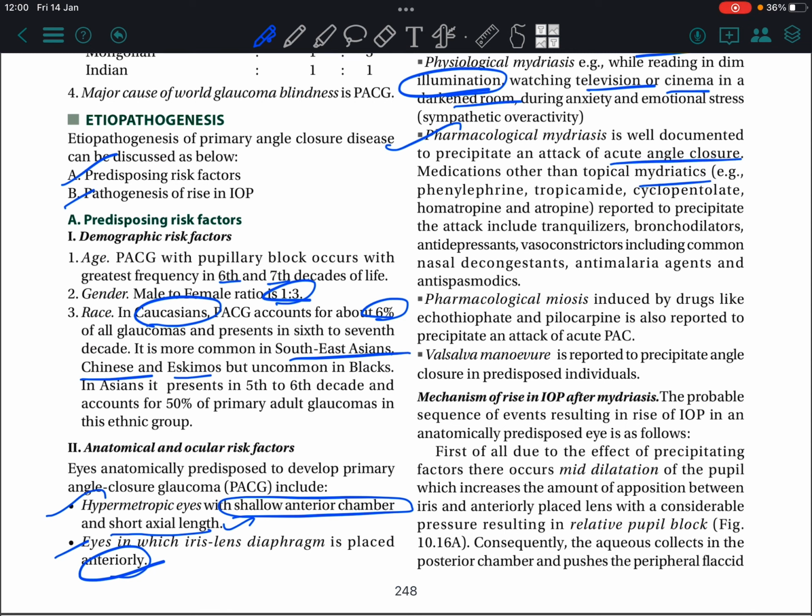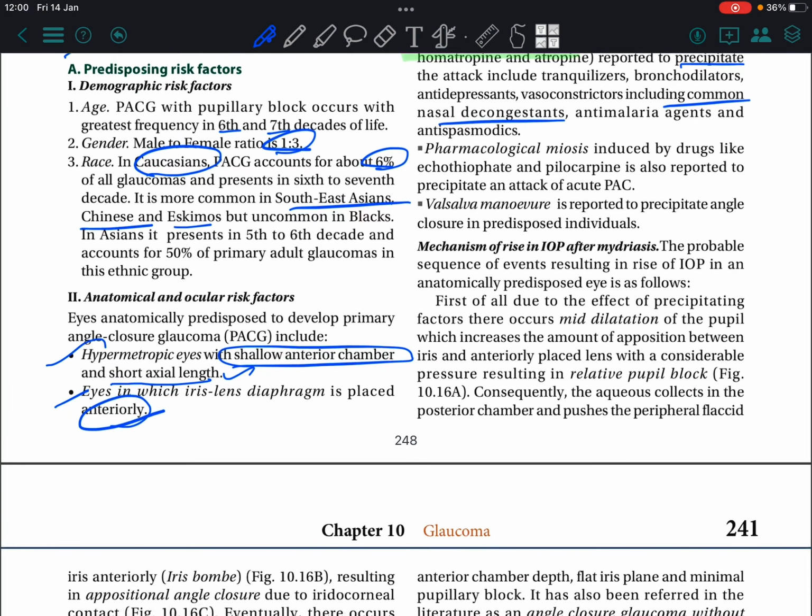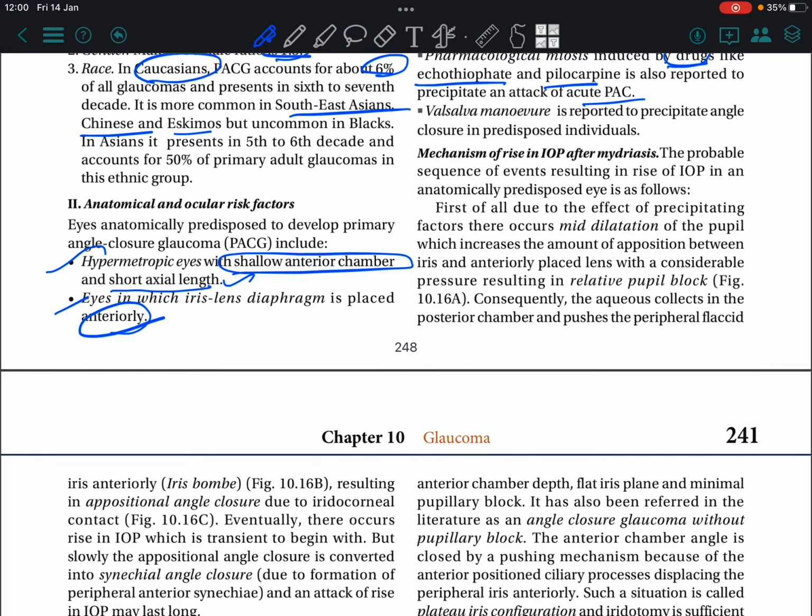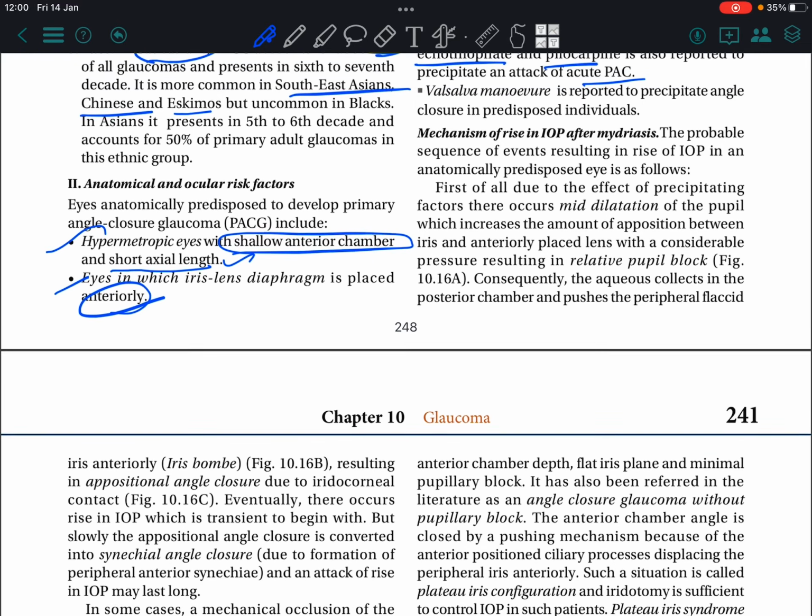Pharmacological mydriasis is well documented to precipitate an attack of angle closure glaucoma. Medications other than topical mydriatics, for example phenylephrine, tropicamide, cyclopentolate, homatropine, atropine, are reported to precipitate the attack. Others include tranquilizers, bronchodilators, antidepressants, vasoconstrictors including common nasal decongestants, anti-emetic drugs, and antispasmodics. Pharmacological miosis induced by drugs like echothiophate and pilocarpine is also reported to precipitate an attack of acute PACG. Valsalva maneuver is reported to precipitate angle closure in predisposed individuals.